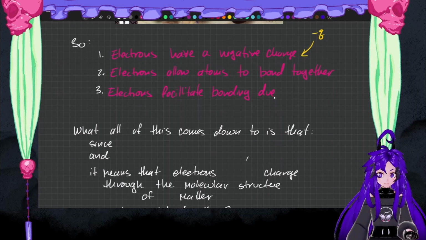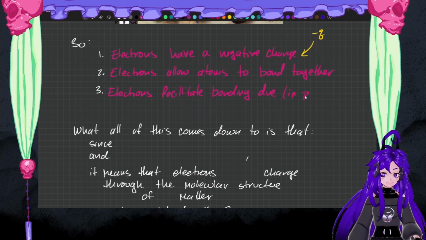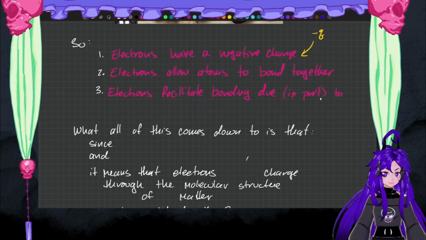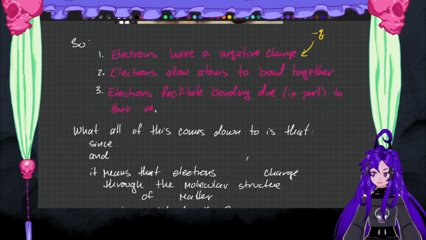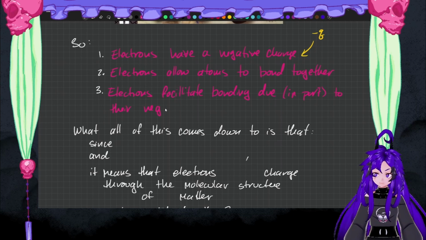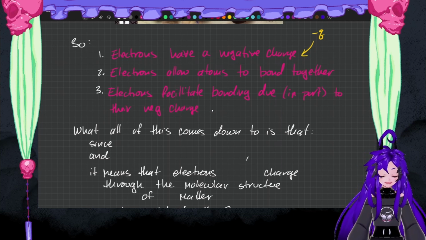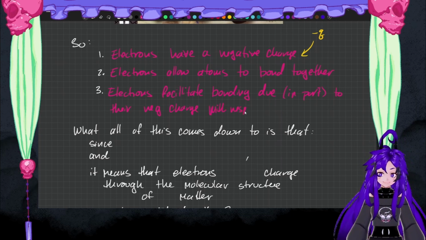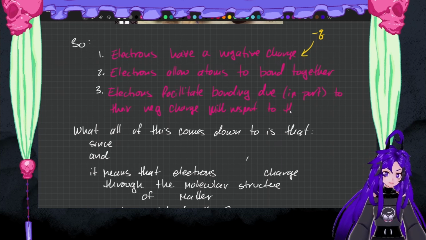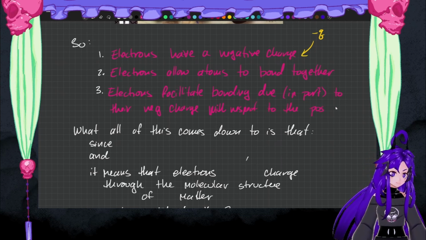They facilitate bonding due to, I'll say in part, their negative charge with respect to the positive nucleus.